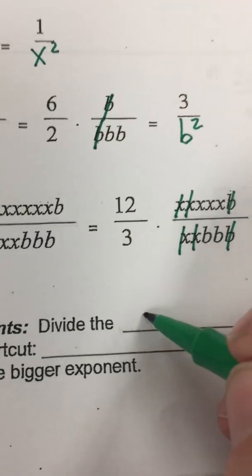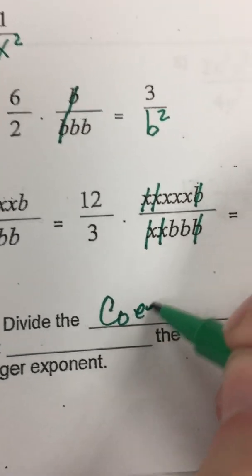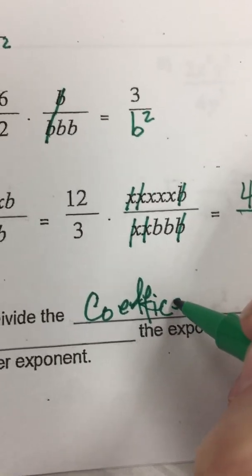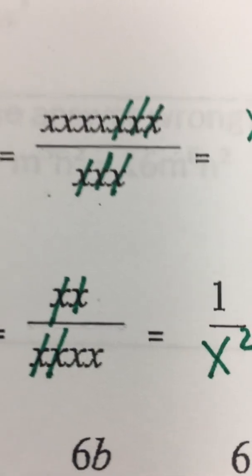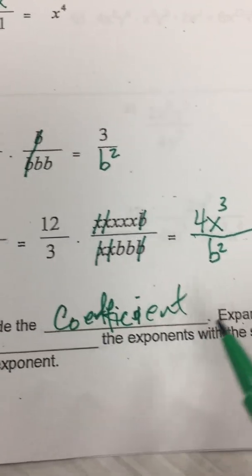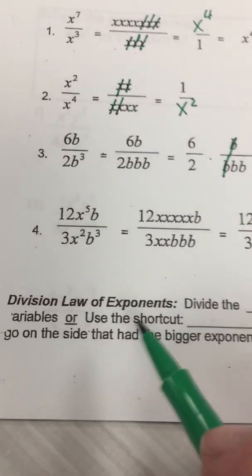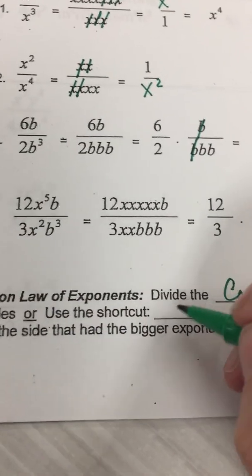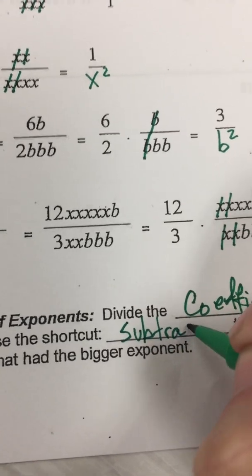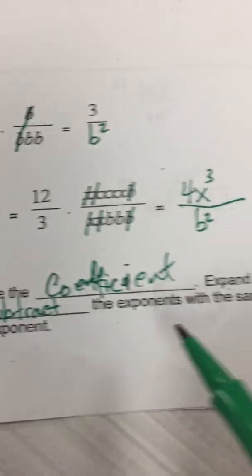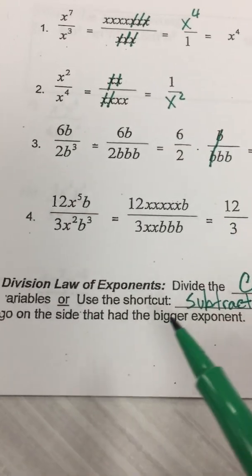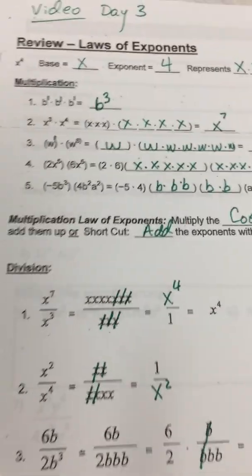So divide the coefficients. That's just plain old math again. If I can write and talk at the same time. Let me write this in. There we go, coefficient. So the coefficients, the big numbers out front, you just divide them as normal. Then expand and cross off the variables or use the shortcut, which is subtract. So when you're dividing, what you wind up doing, because you're crossing off, is you're subtracting the exponents with the same base. The leftovers go on the side that had the bigger exponent. Okay, so there are your rules.